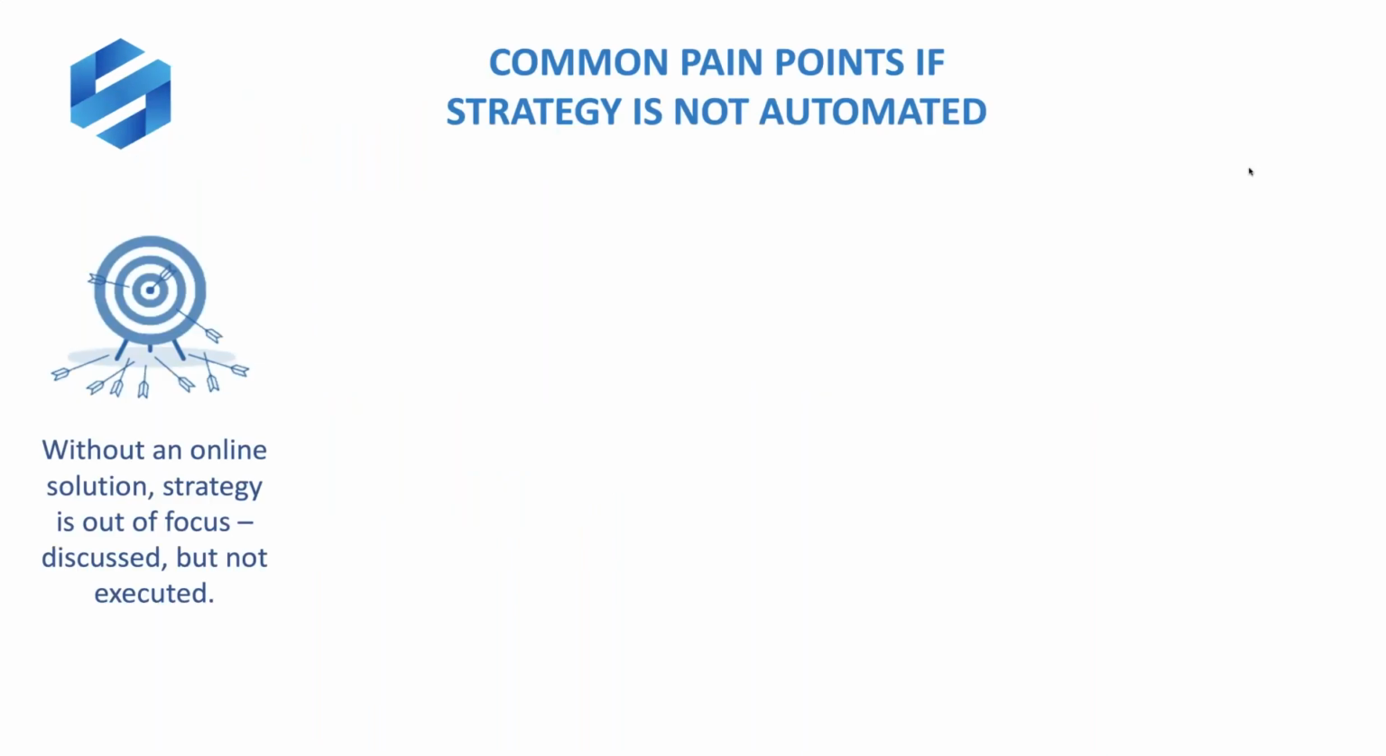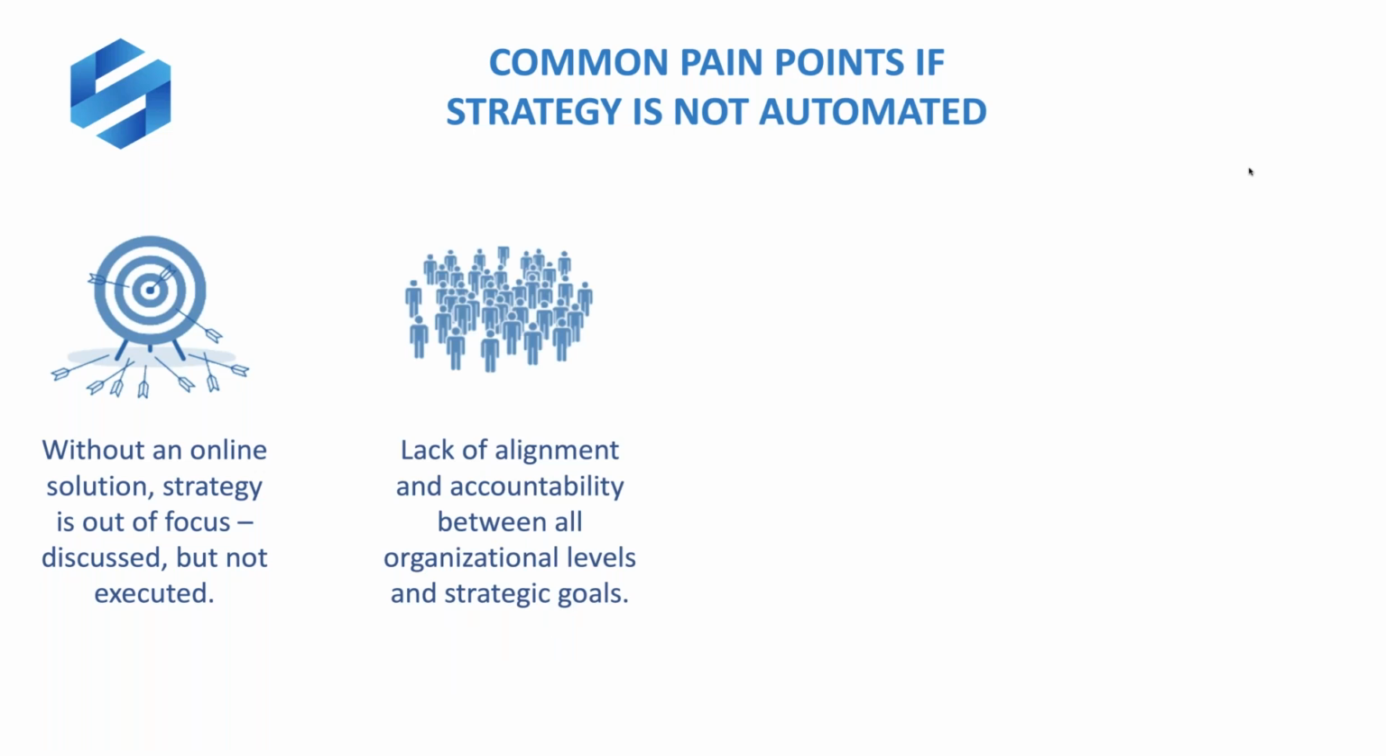Many companies track their performance, but without an online solution. When they do, their strategy is out of focus. It gets discussed, but not executed, as there's often a lack of alignment and accountability between organizational levels and strategic goals.